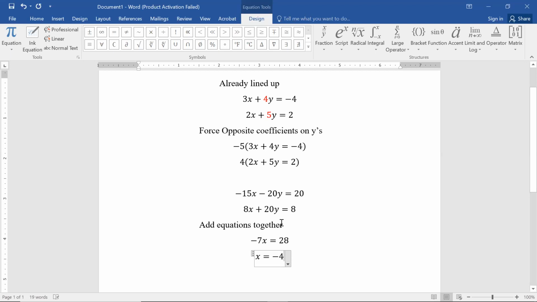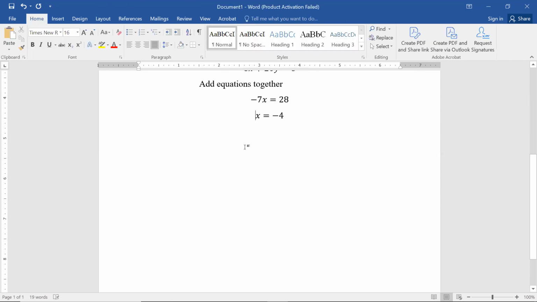Now, what happens most of the time? Most of the time, what people will do is they, at this point, will go back up, grab one of these equations. Like I said, it doesn't matter which. So just like last time I said, it doesn't matter which. And they'll try to find the y by plugging in x is negative 4.